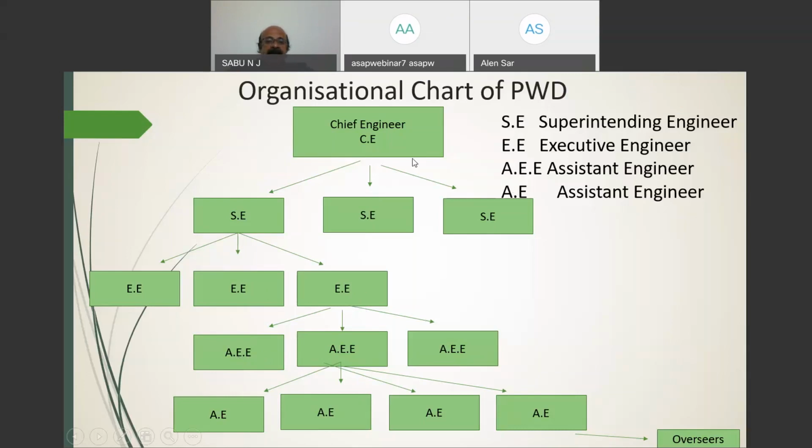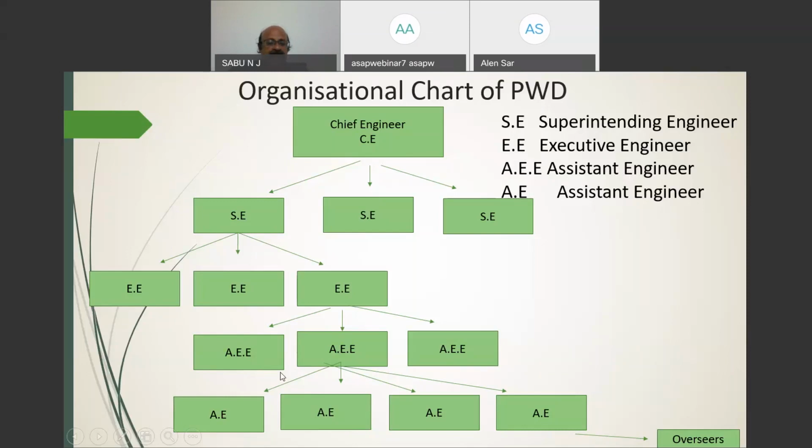This is an abbreviation: SE is superintending engineer, EE is executive engineer, AEE is assistant executive engineer. Sorry, this is an assistant executive engineer. This is an assistant engineer. Okay, AEE is assistant executive engineer. Please note that. There is a correction here. So each subdivision is headed by an assistant executive engineer.